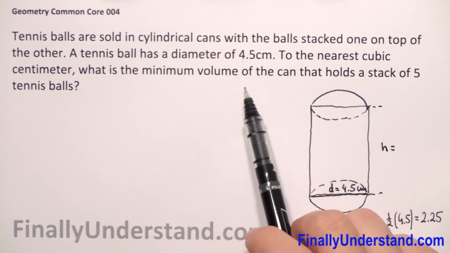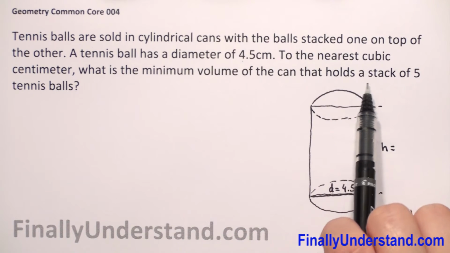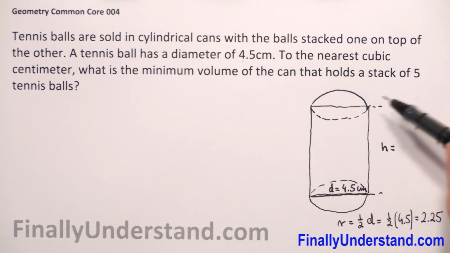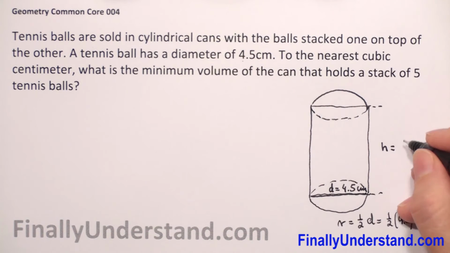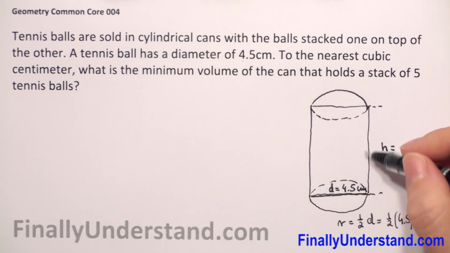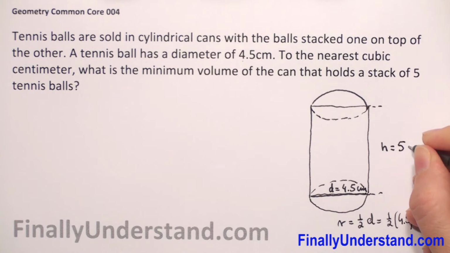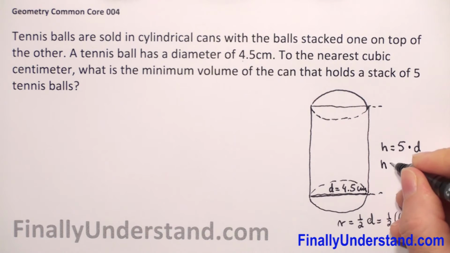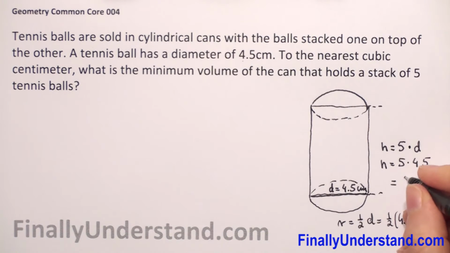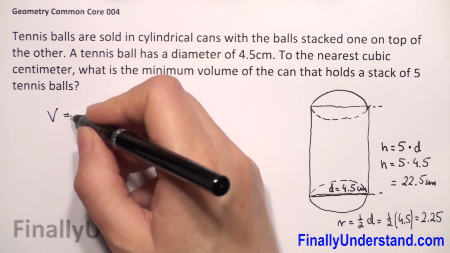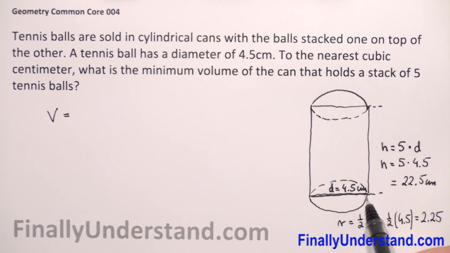We have the radius of the base of our cylindrical can, and the height h will be, because we have to find the minimum volume of the can that holds a stack of 5 tennis balls: one tennis ball has diameter 4.5, so we have 5 tennis balls, so it will be 5 times the diameter D. The height will be 5 times 4.5. So this is equal to 22.5 centimeters.